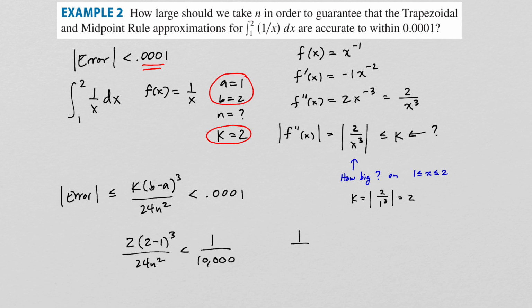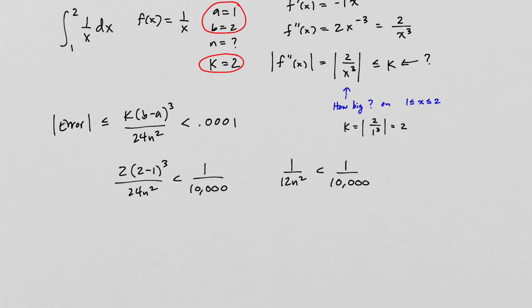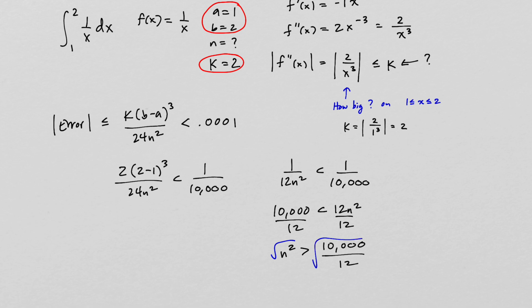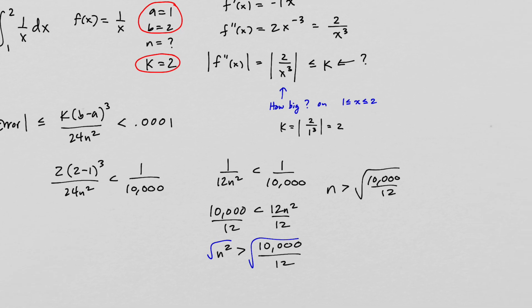On the left-hand side, we end up with 1 over 12n squared. On the right-hand side, we have 1 over 10,000. If we cross multiply, we get 10,000 must be less than 12n squared. Dividing both sides by 12, we will end up with n squared must be bigger than 10,000 over 12. And finally, taking the square root of both sides, we get n must be larger than the square root of 10,000 divided by 12. And this number is approximately 28.9. So if we take the first whole number larger than 28.9, we get 29.